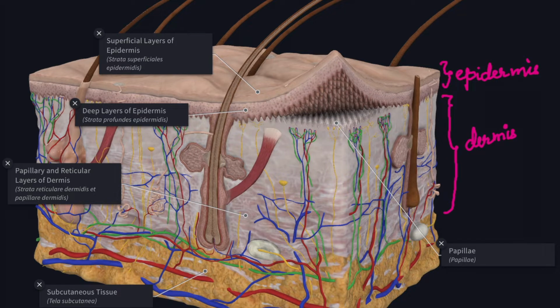Next we'll see the structure of the skin. The skin consists of two layers, a superficial layer which is called the epidermis, made up of stratified squamous keratinized epithelium. Then you have the deeper layer, the dermis, which is made up of connective tissue.